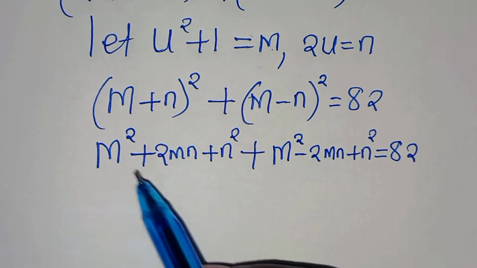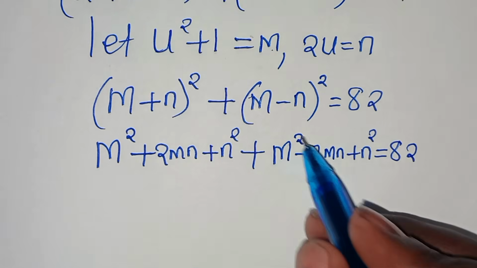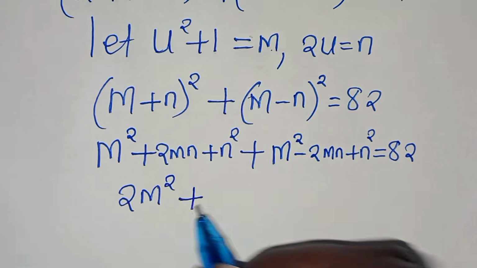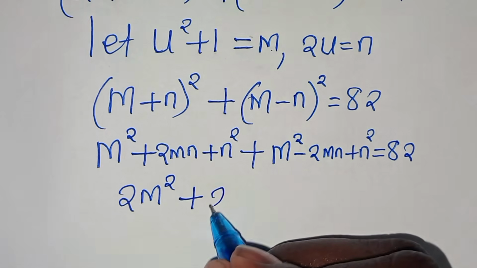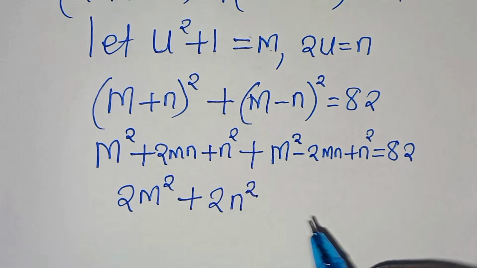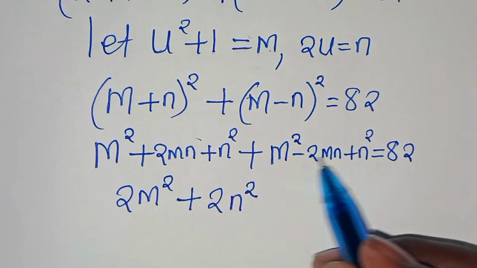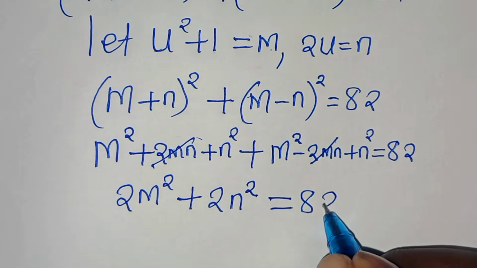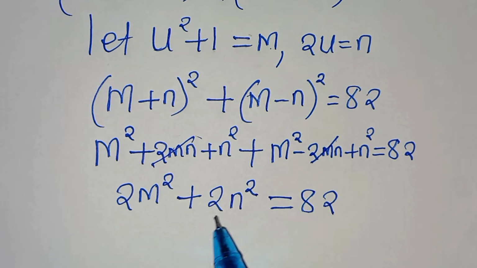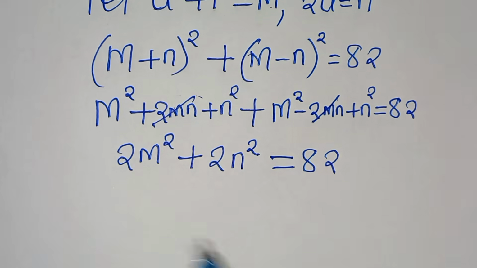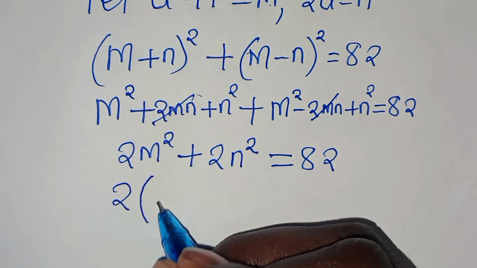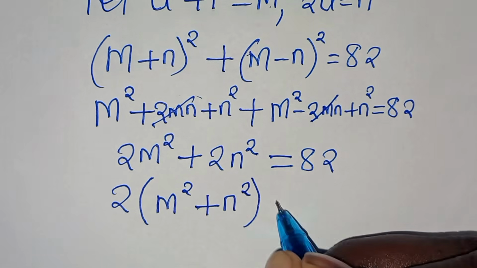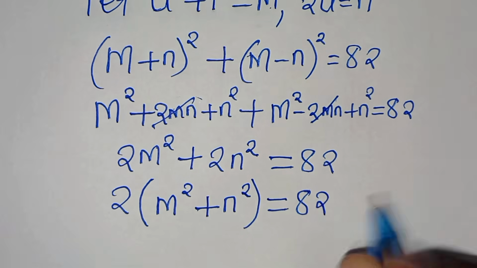The next step is, let's collect the like terms here. m squared plus m squared, this is 2m squared. Then we have plus n squared plus n squared, this is 2n squared. Then we have plus 2mn minus 2mn, this cancels, and this is equal to 82. Now since 2 is common here, we can factor out 2, so that we have 2 times (m squared plus n squared). This is equal to 82.